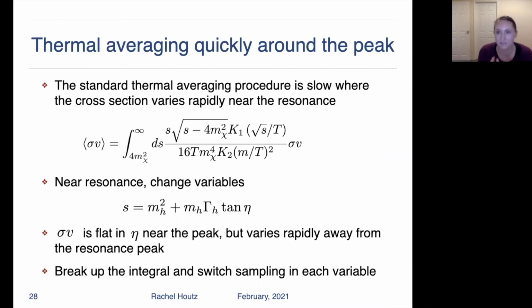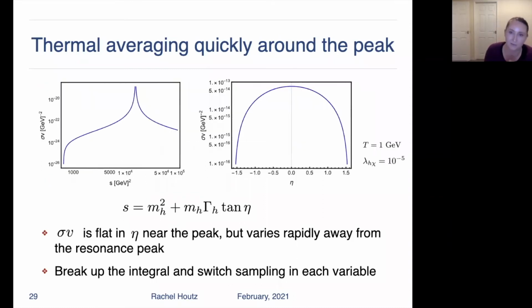But this integral varies very, very rapidly around the resonance peak. And so the strategy that a lot of people use is they change variables. So you can use this nice variable eta that I've defined here. And then you get the same integrand in different variables. And this integrand doesn't vary rapidly around the resonance peak, but it does vary rapidly everywhere else. And I showed, if you just pick one temperature, you can plot the cross section in S and in eta. And you see, if you plot the cross section in S, you get this quick variation at the resonance peak, but in eta, you get quick variations on the edges.